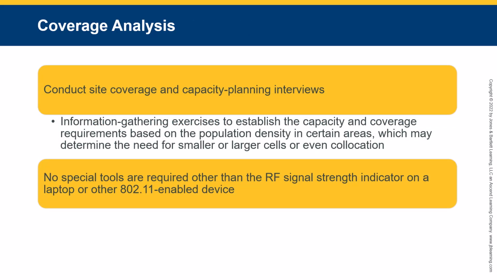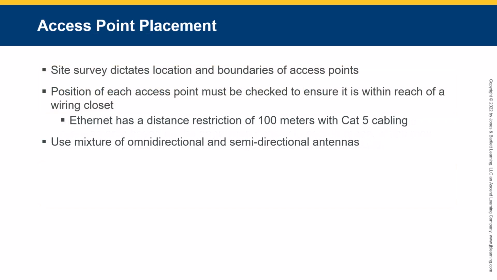For the coverage analysis, you will conduct a site survey to map out your coverage area, and that will also feed into capacity planning. You collect information and establish the capacity and coverage requirements based off of the density that is necessary for your signaling for your environment. No specific tools are required other than a signal strength indicator. You can get that from a laptop or a smartphone. That can show you the coverage areas and allow you to look at your access point placement.